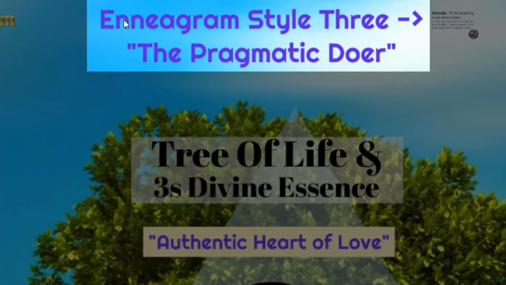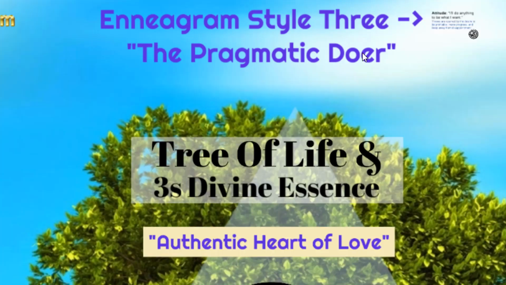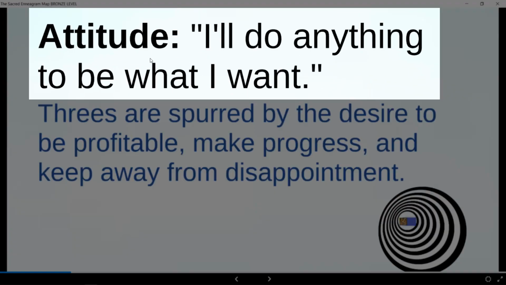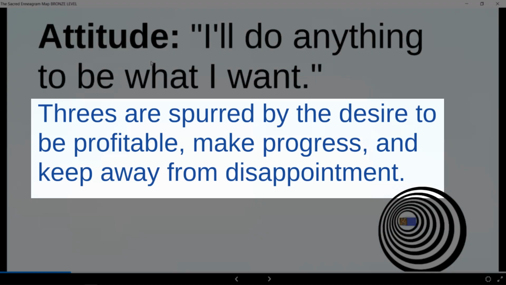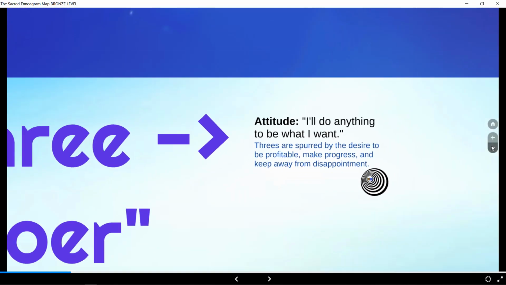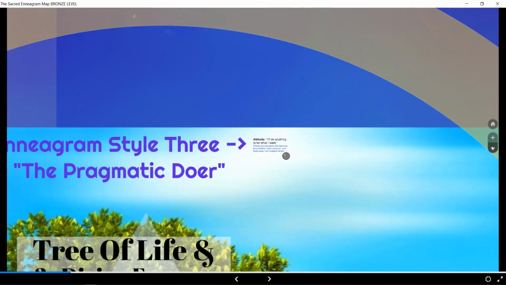And Enneagram Type 3, or Enneagram Style 3, is the pragmatic doer. And their attitude is, I'll do anything to be what I want. 3s are spurred by the desire to be profitable, make progress, and keep away from disappointment. So zooming out, and then we'll go down to Enneagram Type 3's red flags.